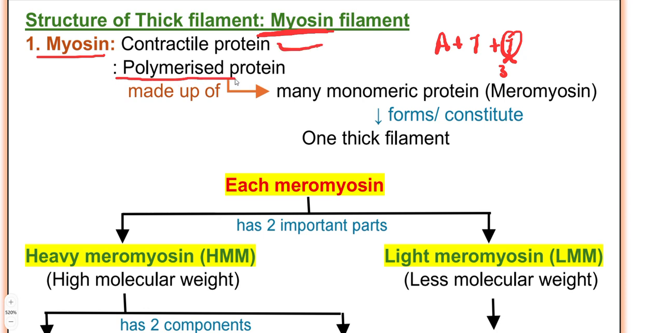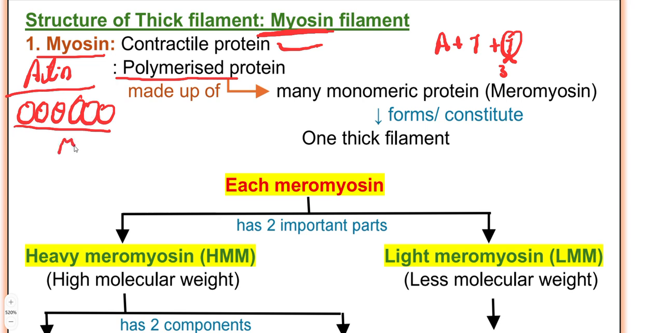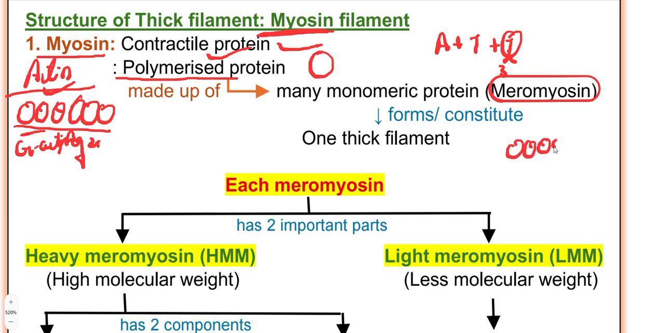This is again a polymerized protein. Actin is also a polymerized protein, that is many monomeric units, many G actin will bind together in the presence of magnesium to form what? Your filamentous actin. Similarly, myosin is also a polymerized protein. That means it will also have a monomeric unit. The monomeric unit of actin was G actin, right? What is the monomeric unit for the myosin? It is meromyosin.